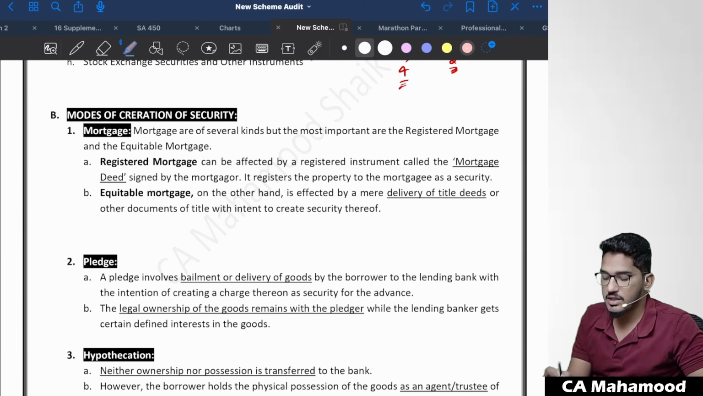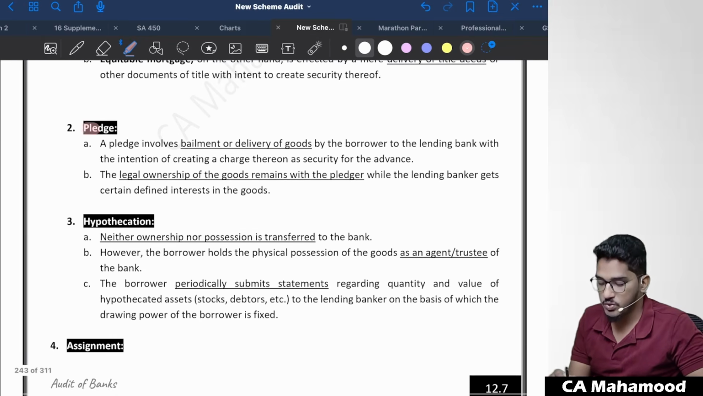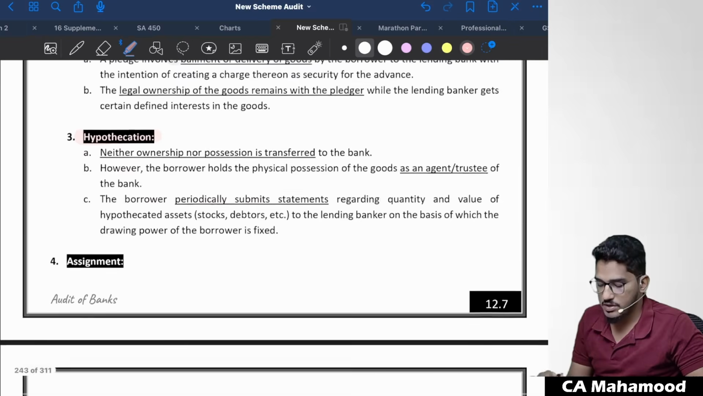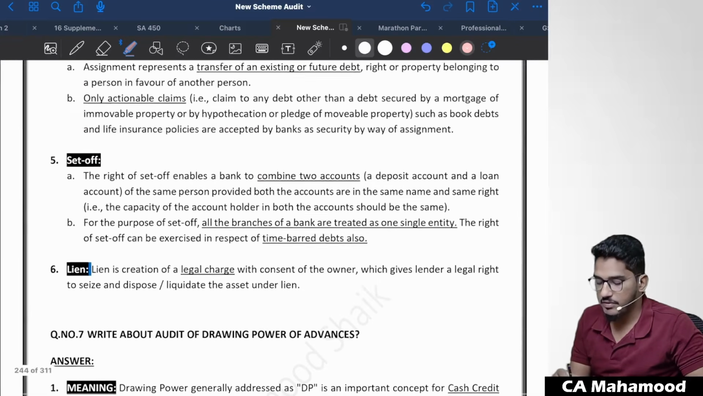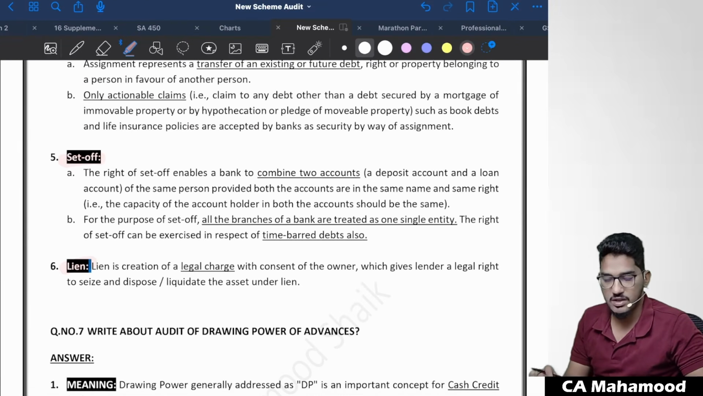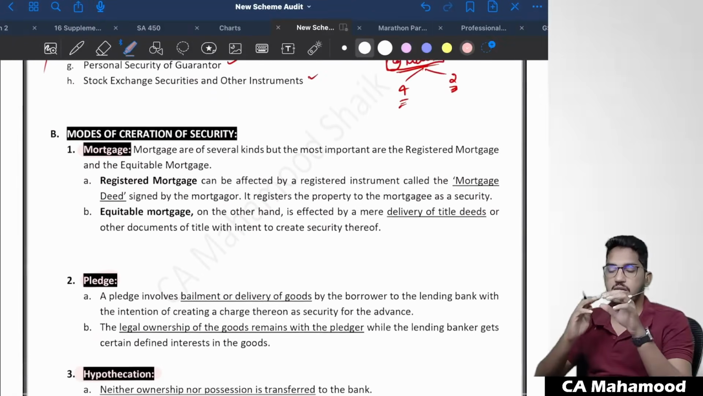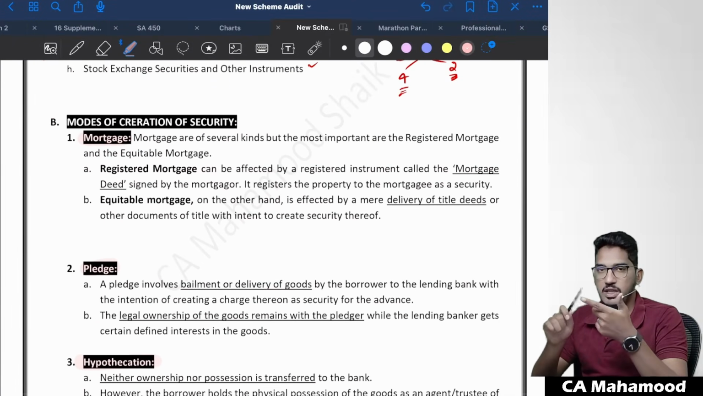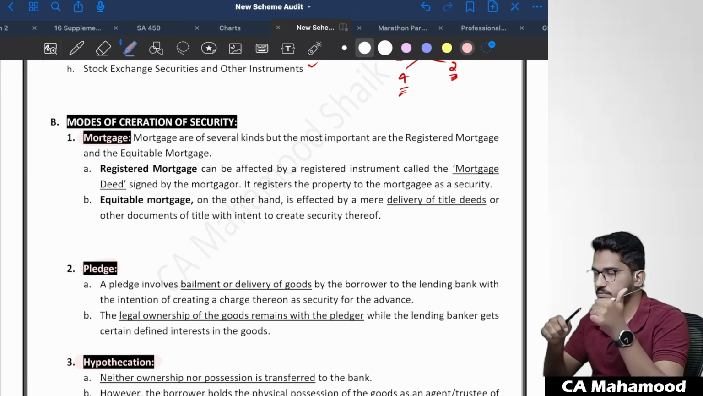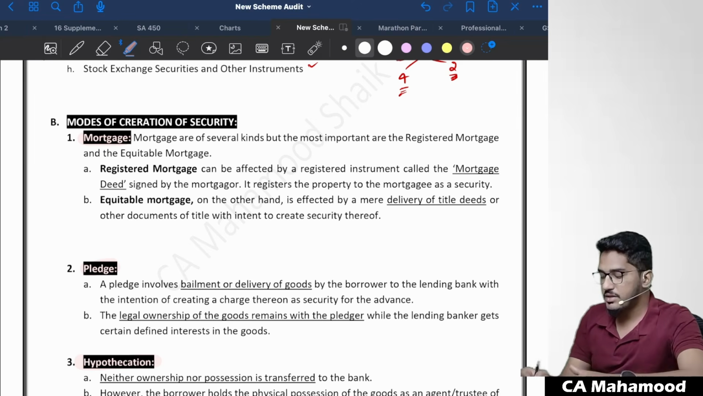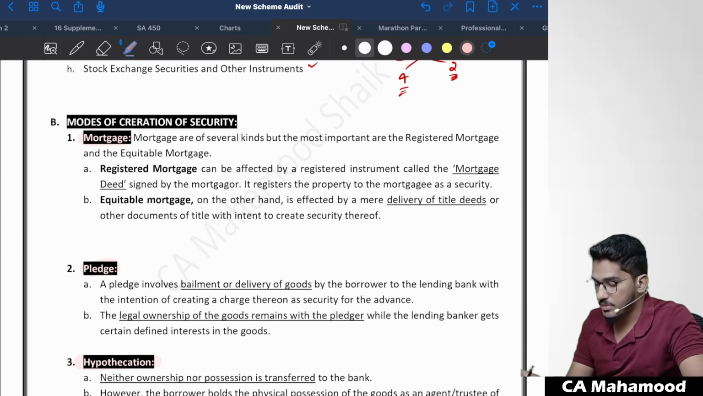The things they have mentioned are: number 1 is mortgage, number 2 pledge, number 3 hypothecation, number 4 assignment, number 5 set off, number 6 lien. So these are the 6 modes of creation of security. Repeat everybody, what are the 6 modes? Number 1 mortgage, number 2 pledge, number 3 hypothecation, number 4 assignment, number 5 set off, and number 6 lien. Let us try to understand each one in a detailed manner.